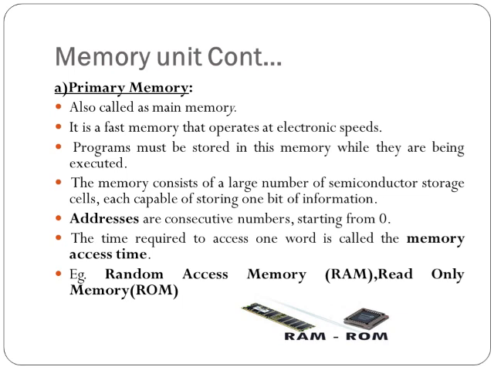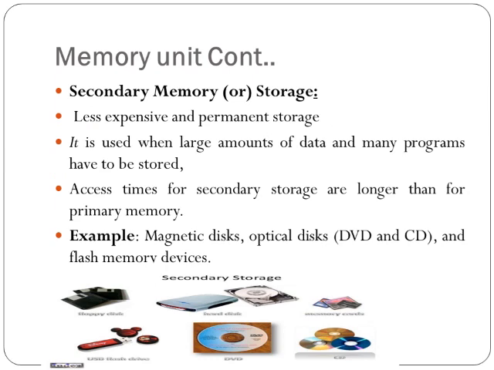The main memory consists of large number of semiconductor storage cells, each capable of storing 1 bit of information. Each cell is identified by an address. Addresses are consecutive numbers starting from 0. The time required to access one word is called the memory access time. Example for primary memory is RAM and ROM.